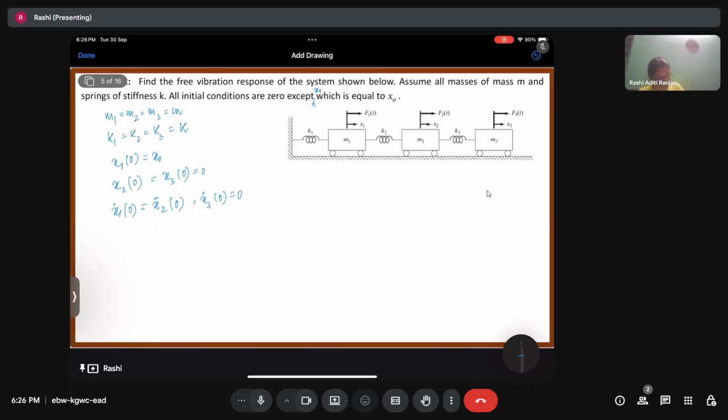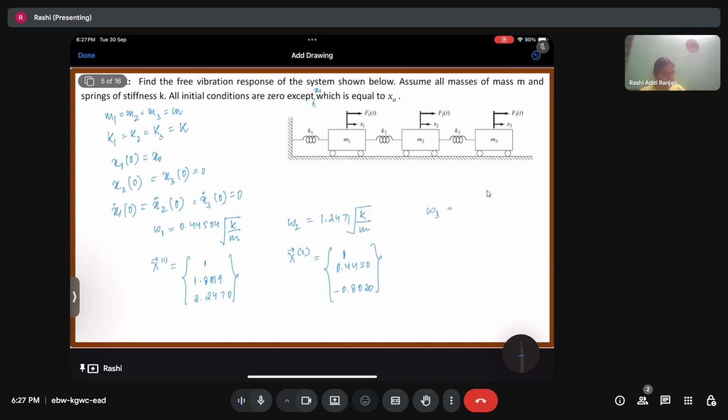Okay. So the first one was omega 1, it was 0.44504 under root k by m, and the eigenvector is going to be 1, 1.8019, 2.2470. Second, omega 2, 1.2471 root k by m, with eigenvector 1, 0.4450, minus 0.8020.